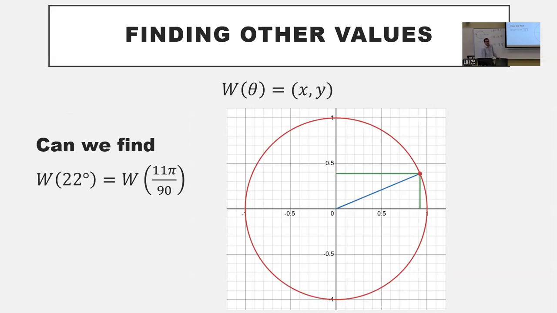In fact, we're going to see right now that if we're finding other values, like what if I wanted to take the wrapping function of 22 degrees? Or the wrapping function of 11 pi over 90. That's 22 degrees, by the way. Those are the same angles. 22 degrees is between 0 and 360. 11 pi over 90 is between 0 and 2 pi.